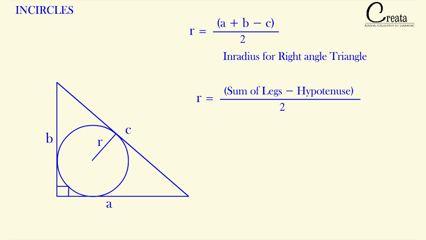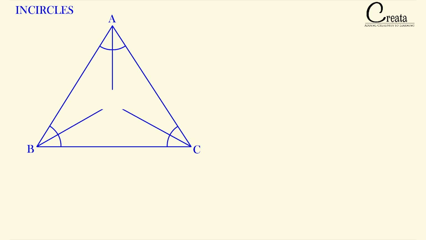Let's move to the next fundamental. For this fundamental, let's take a triangle ABC with three angle bisectors meeting at the point I, that is the incenter. I will keep on repeating the fundamentals, that is, what is incenter, what is incircle, what is inradius, so that by repeating them you will memorize it. So it is like a working revision.